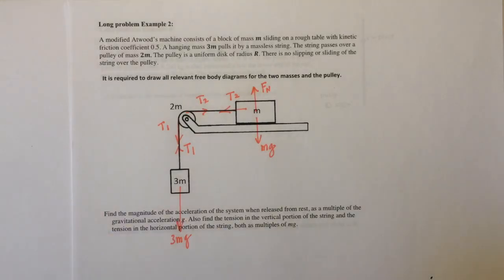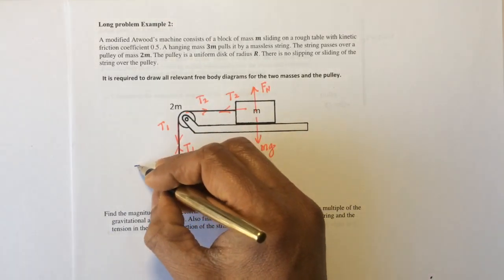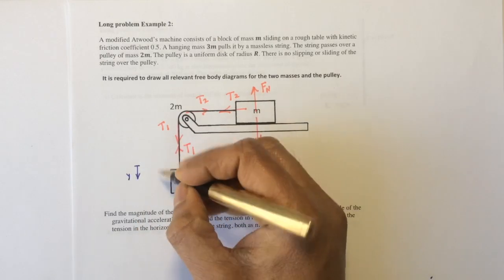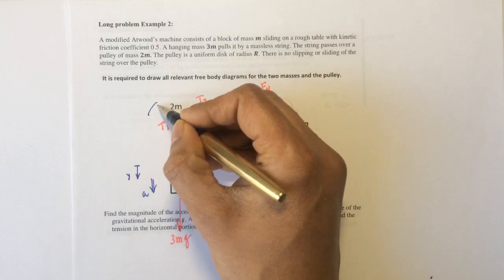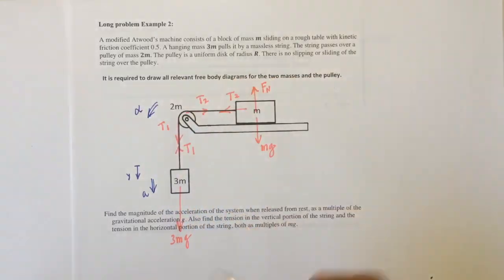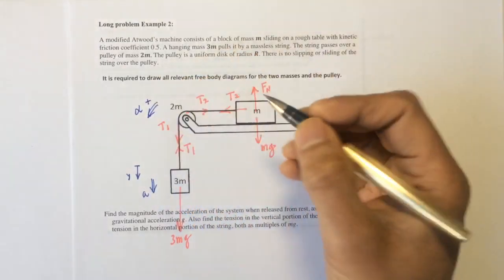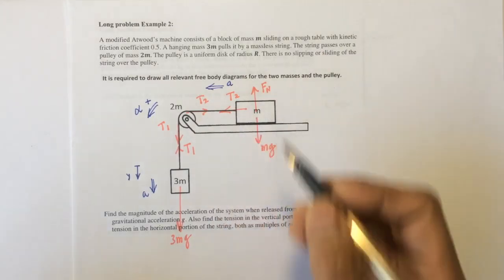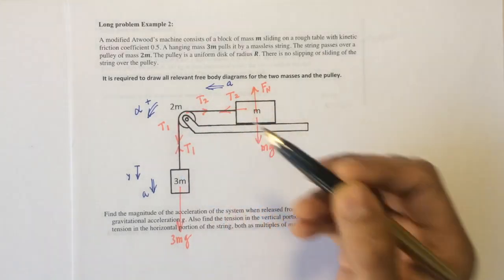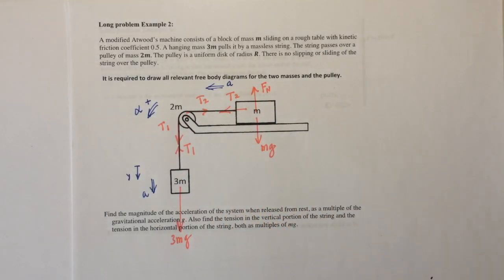Now as far as sign conventions are concerned, I'm only going to take the direction of acceleration to be positive and not worry about anything else. So for example, alpha in this case is positive because it's coming out of the page, and here you have the same acceleration a because the string does not stretch. So that's the free body diagram.